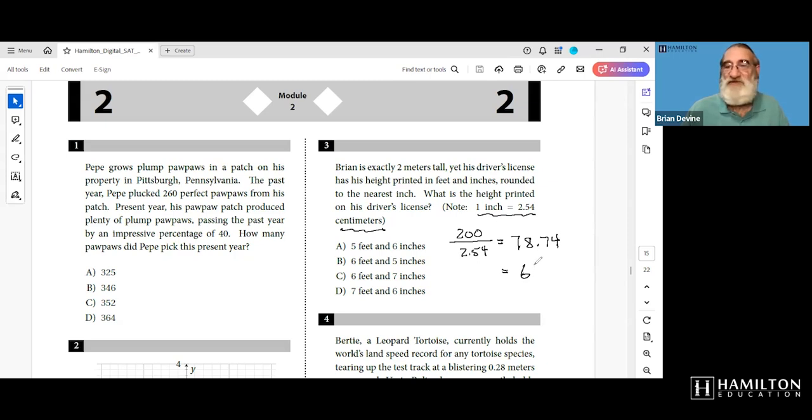So this would be 6 feet, and it would be 6.74 inches added on to get the 78.74 inches. Because remember that this was centimeters and this was centimeters per inch. And we then round up. So on his license, it says 6 feet, 7 inches. So C is the correct answer.